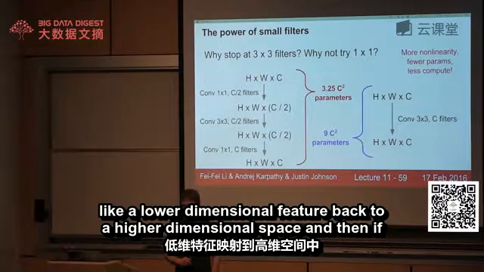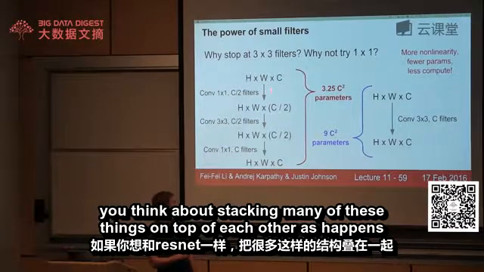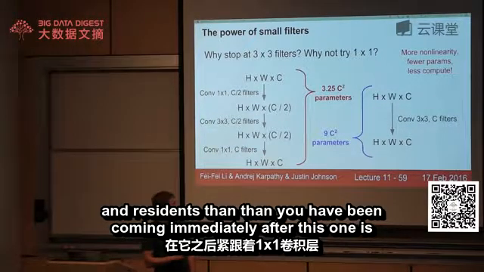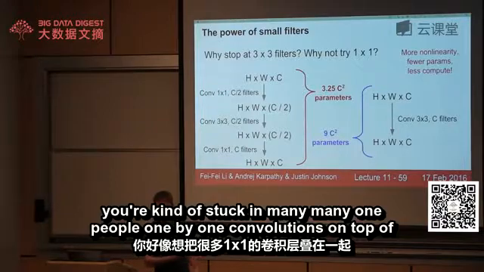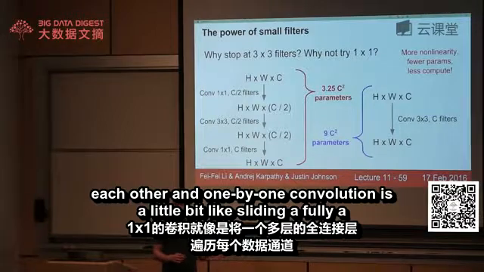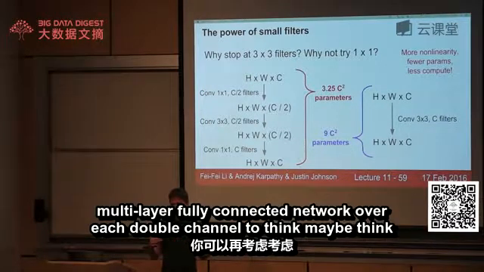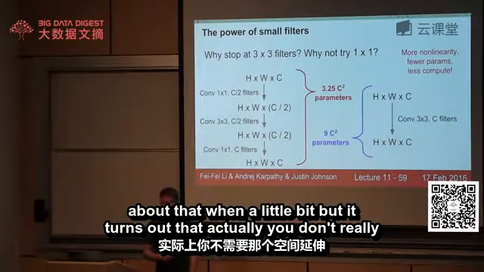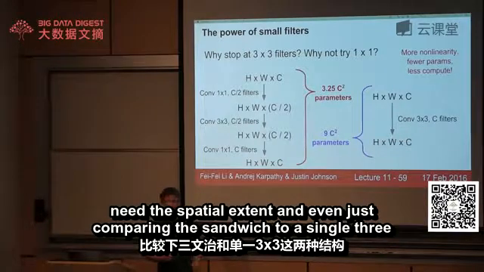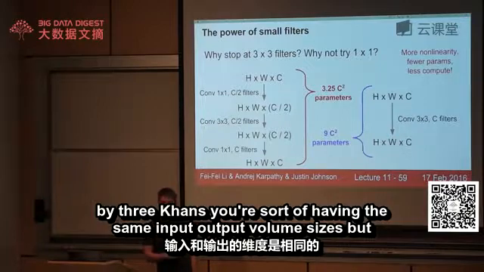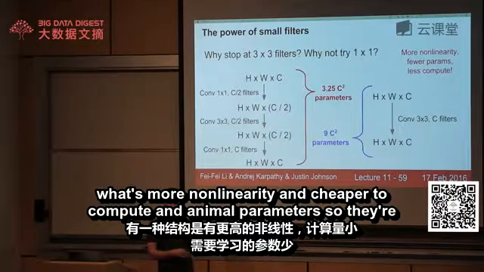And then if you think about stacking many of these things on top of each other, as happens in ResNet, coming immediately after this one is going to be another 1x1. So you're stacking multiple 1x1 convolutions on top of each other. And a 1x1 convolution is a little bit like sliding a multi-layer fully connected network over each depth channel. You'll have to maybe think about that one a little bit. But it turns out that you don't really need the spatial extent. Even just comparing this sandwich to a single 3x3 conv, you have the same input-output volume sizes, but with more nonlinearity, cheaper to compute, and fewer learnable parameters. So those are all nice features.